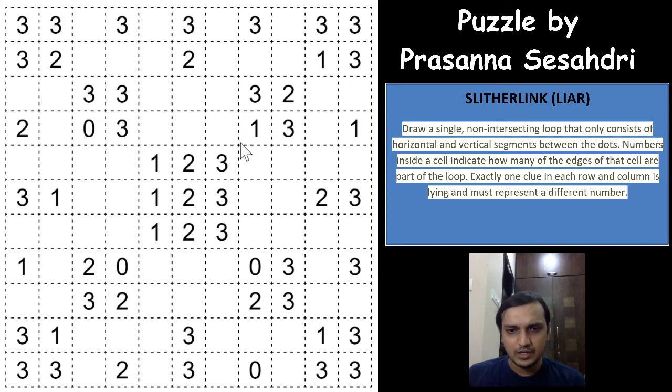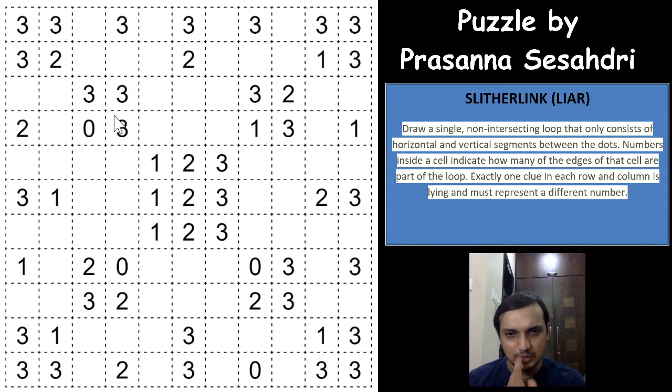of the loop. And apart from it, every row and every column has exactly one clue that is wrong, in the sense that the number being given is totally wrong, and it has to be some other number. So it is up to the solver to find which clue is wrong and what the number would be. Finding the number is not an issue here, but we have to find which clue is wrong. So that is what is called a Liar Slitherlink puzzle.